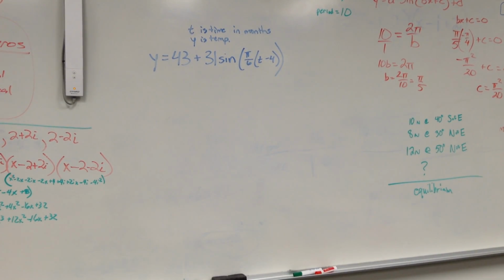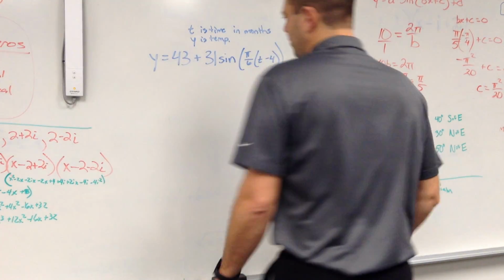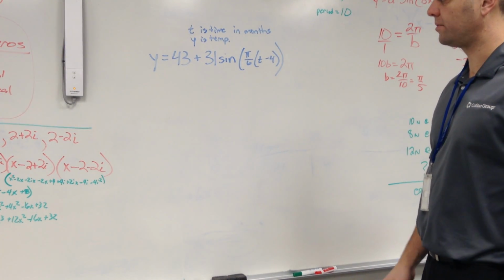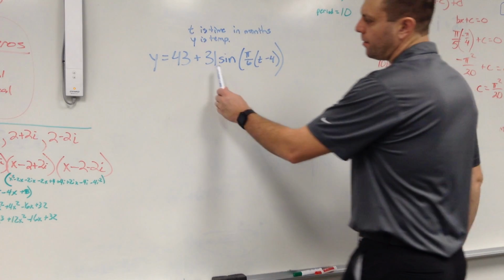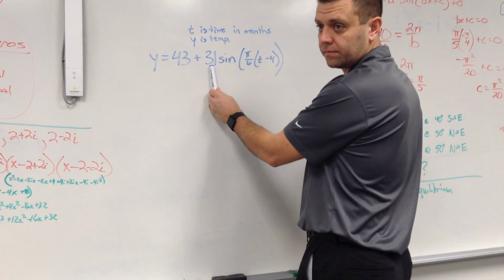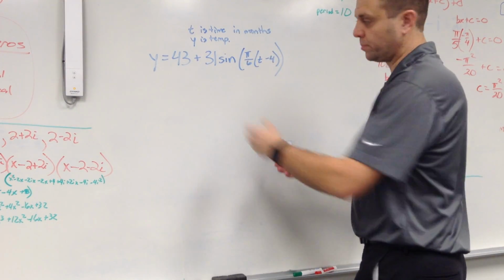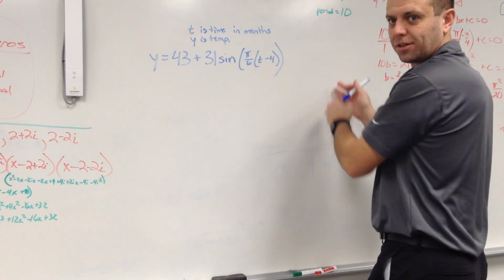So on this one, if you know your properties of sine, cosine graphs, you know that 31 is going to be your amplitude, and 43 is going to be your vertical shift. They just put it in the front instead of at the back end.